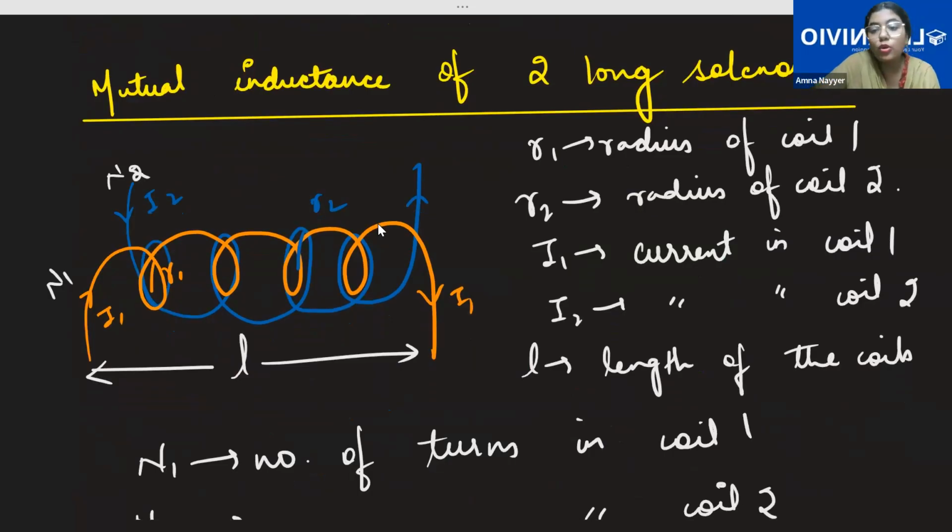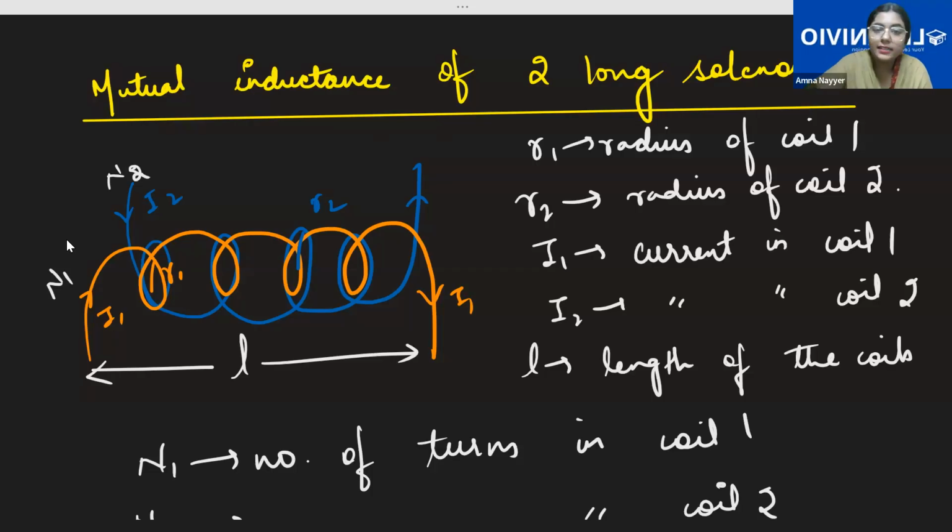Mutual inductance of two long solenoids. Now see, this is one solenoid, and this is another solenoid. When you have two solenoids present, both are in very close proximity to each other. This is how the solenoids are placed. Each solenoid will have its own self-induction. But because two coils are present, it will have a mutual induction also.